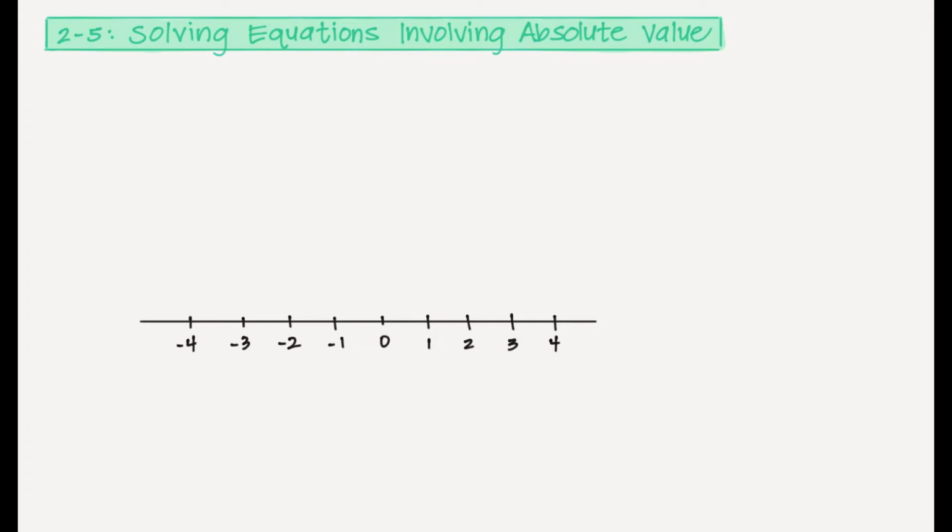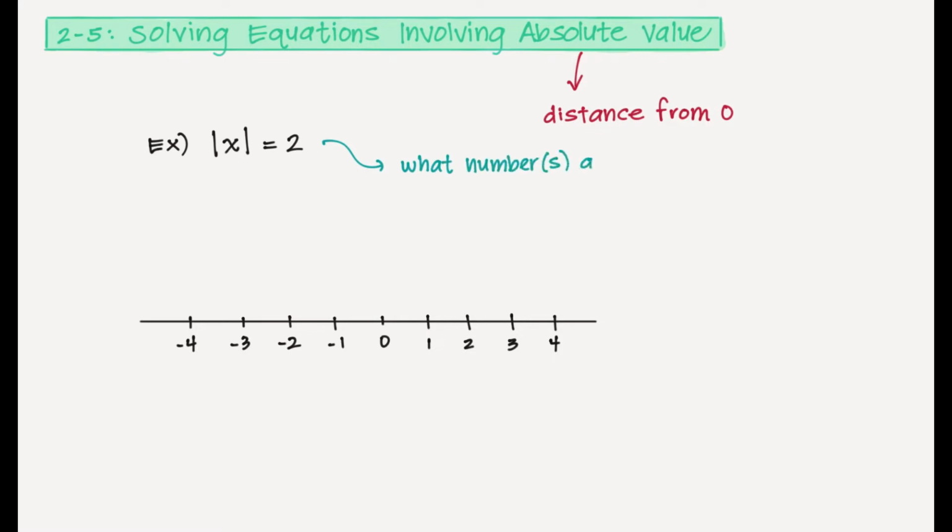Hello class, this is lesson 2-5 about solving equations involving absolute value. If you remember, absolute value is the distance from 0. So when we are solving an equation, we're looking for the values that will give it the same distance away from 0. For instance, if I have the equation absolute value of x is equal to 2, I want to know what numbers are going to be 2 units away from 0? That's really what I'm just asking myself.